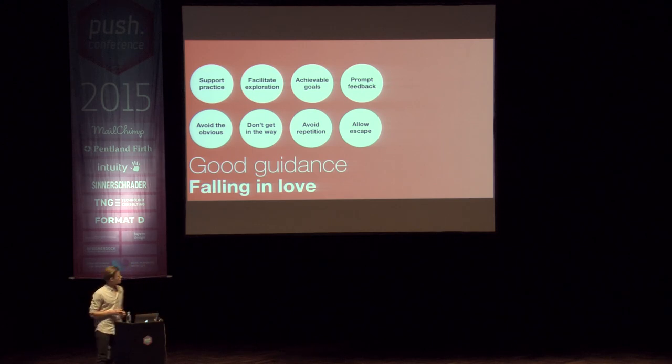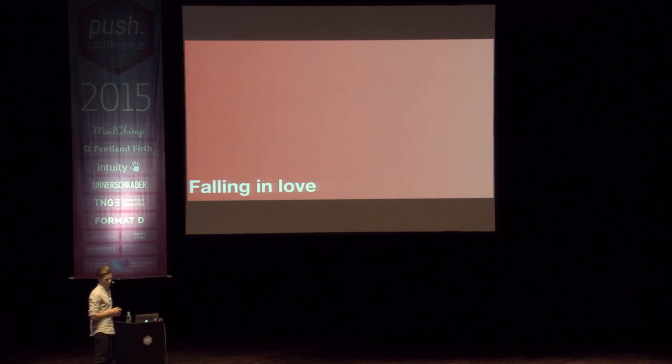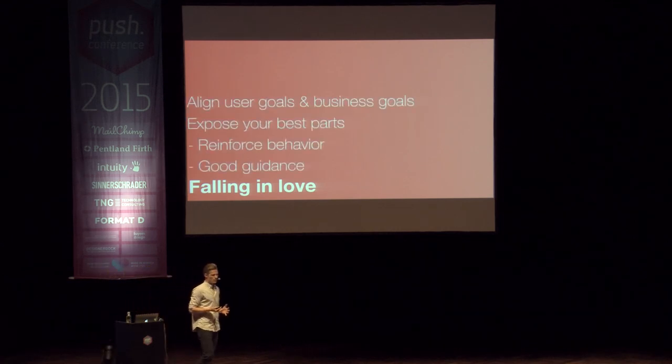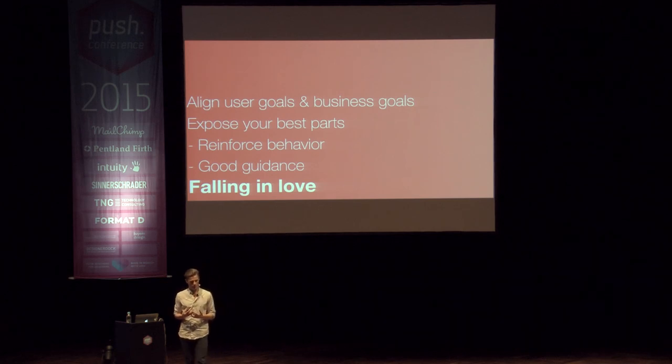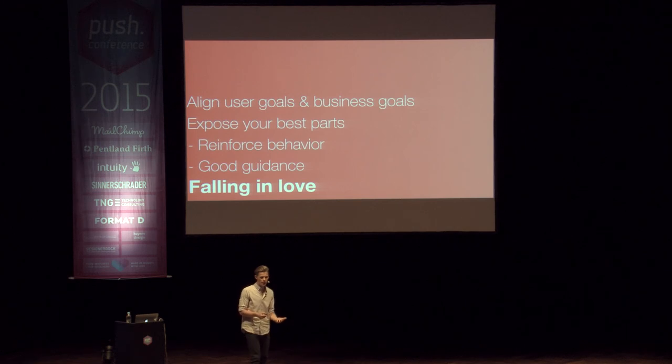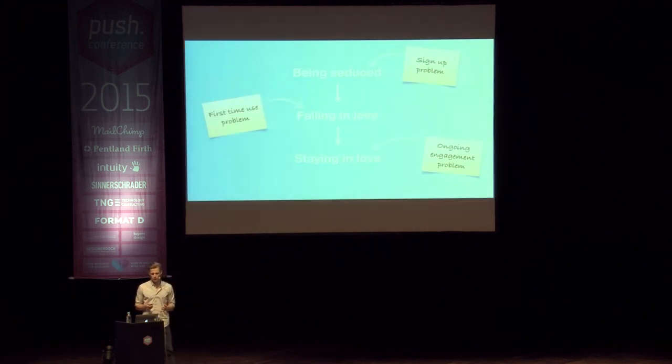Cool. Next up is, or let's just sum up actually. So it's about aligning user goals and business goals. And when you've got that in place, you need to try to expose your best parts in order for your users to fall in love with you. Otherwise, they don't know what your product is about. Otherwise, they don't understand the value that you're trying to provide them. And you can do that by reinforcing behavior through rewards in a metric-driven way, softer way, and guiding them well. All right, so that's about falling in love.